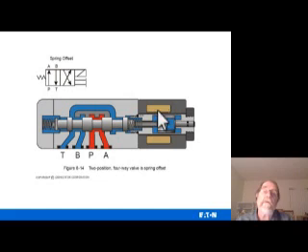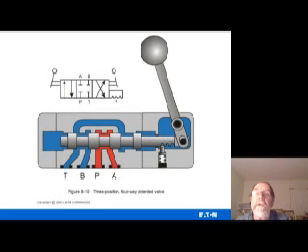It's got a little coil around it. It energizes the coil and moves that armature, which just moves the shaft left to right, or to the left, and then the spring moves it back to the right once the solenoid's de-energized.